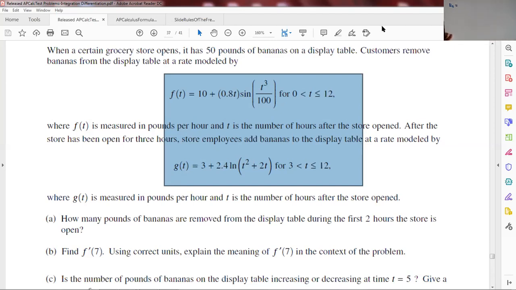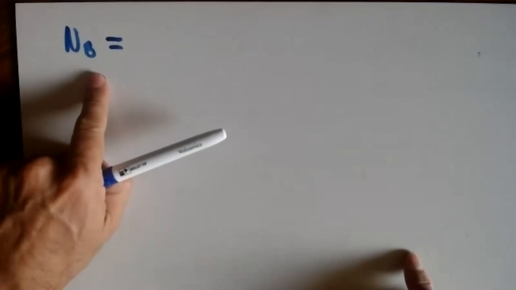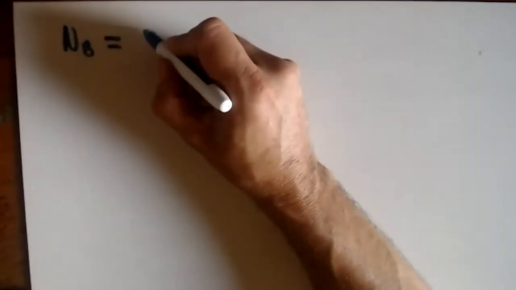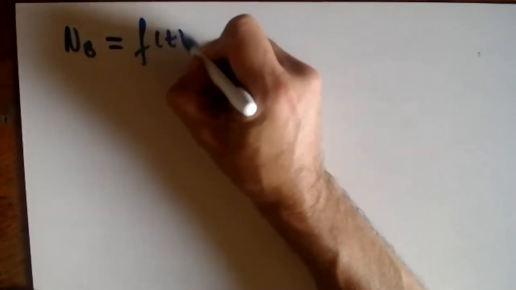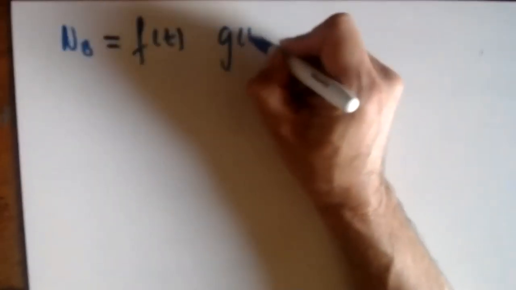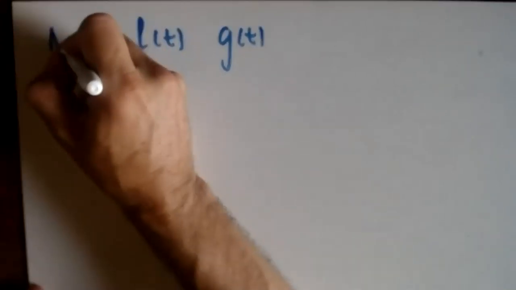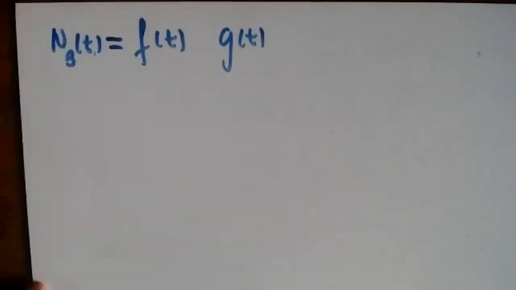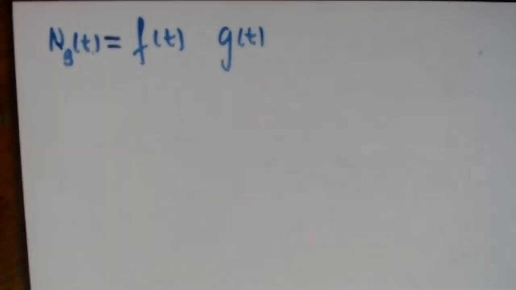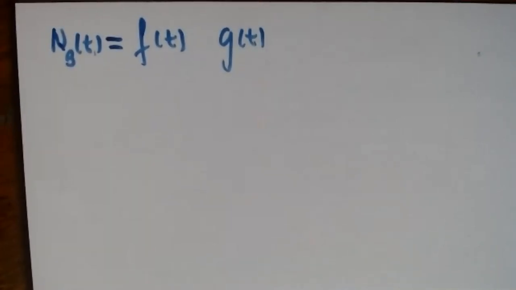Let me just go to the board here. So I have to put the number of bananas in the counter, N sub B. So I have to put here F of t and G of t. You told me I have to use both, correct? So this is N sub B of t, number of bananas in the counter, okay? But I have to do something, addition or subtraction. Okay, Arely, what do you think?